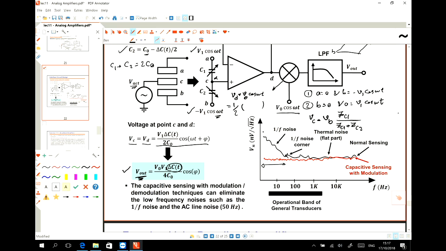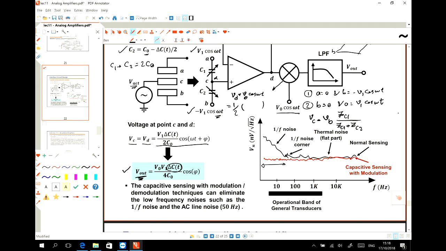But when we are doing the modulation, because of this low pass filter, because of the modulation that moves our signal to the higher frequency, then the noise that you see is like this. Because it modulates also the noise. And then the noise that we see at low frequency is like this.